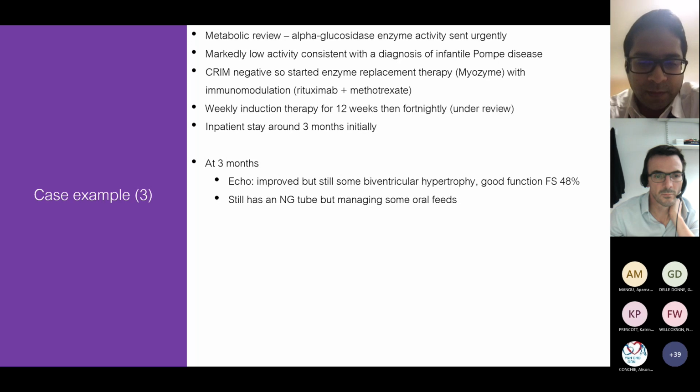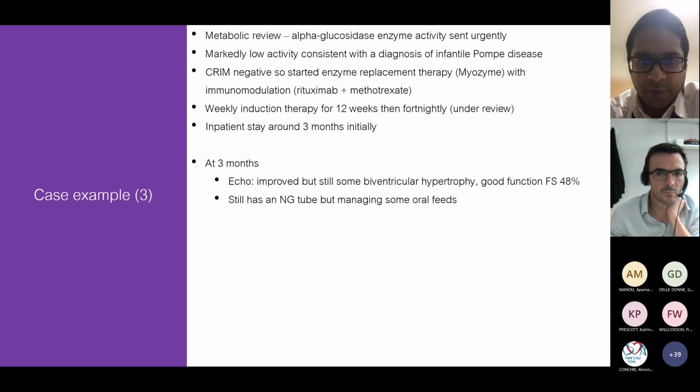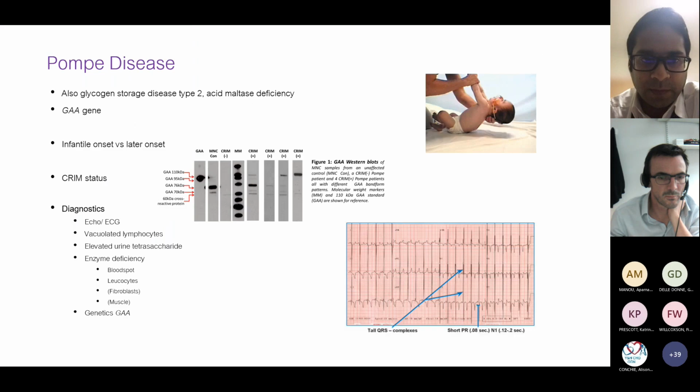So this was treatment with enzyme replacement therapy, and she's doing pretty well at 3 months of age. Still has a little bit of hypertrophy, but much improved function, tolerating some oral feeds, but was mostly NG fed, but generally doing pretty well. And this is a really important one to pick up because there is a treatment, and certainly the earlier you start it, the better the outcome.